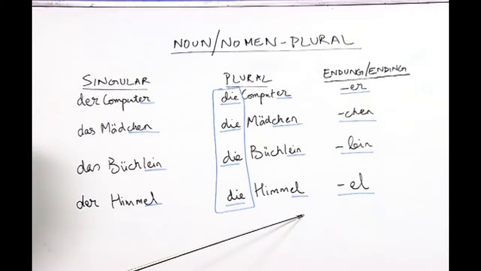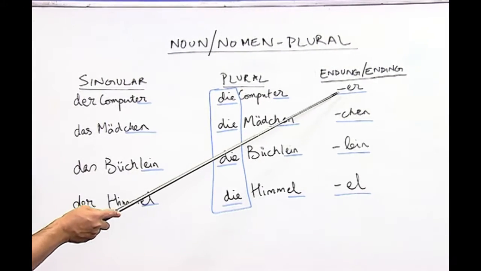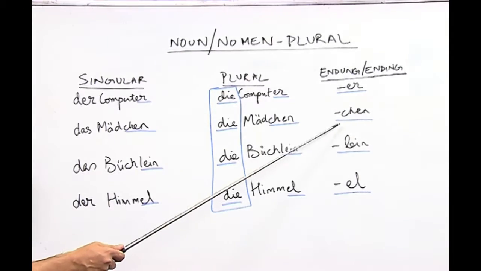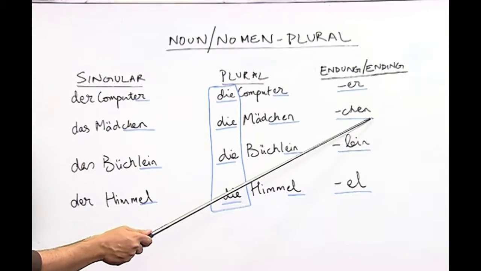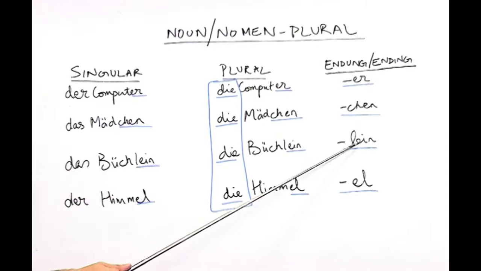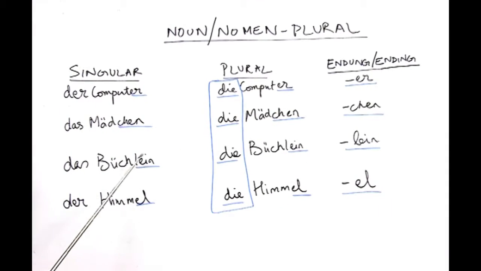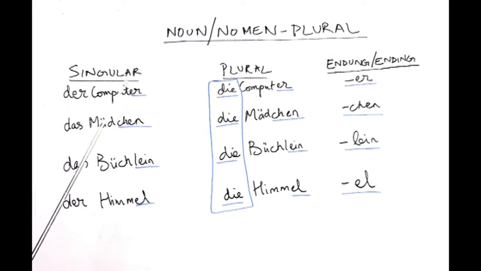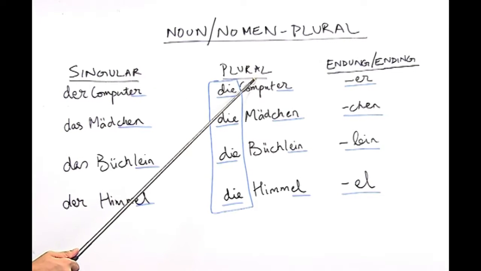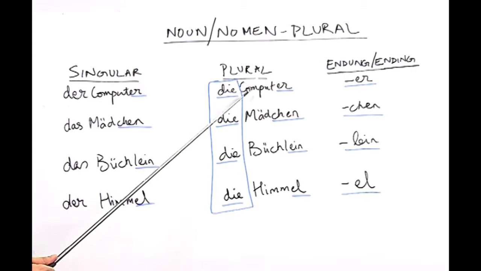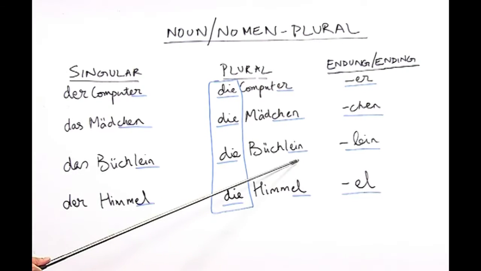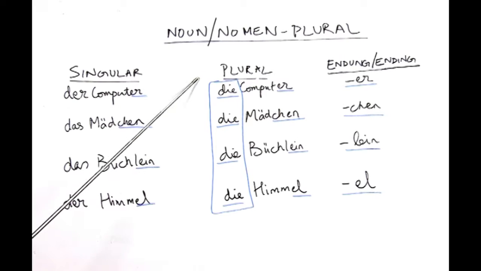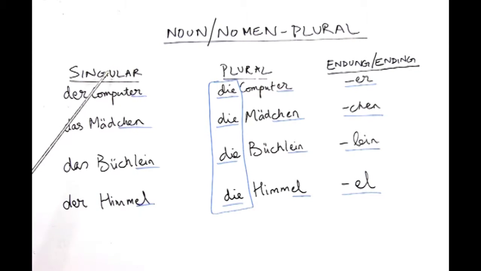So, let us derive the rule that nouns which end with er, like Computer, chen like Mädchen, lein like Büchlein, or el like Himmel are the same when they are in the singular form as well as in the plural form. Make sure that whenever you write the plural form of these nouns or nouns which are similar in endings like them, always write the article die, and when they are singular they might carry different articles.